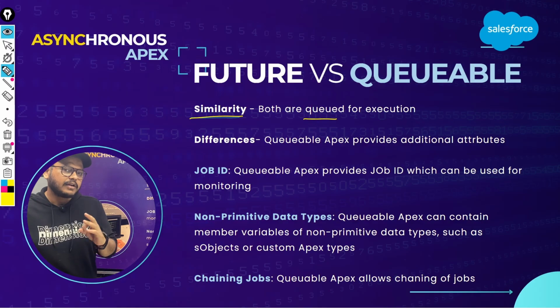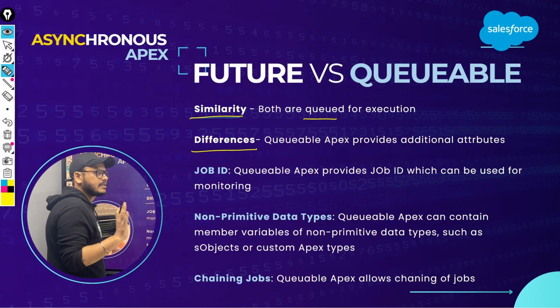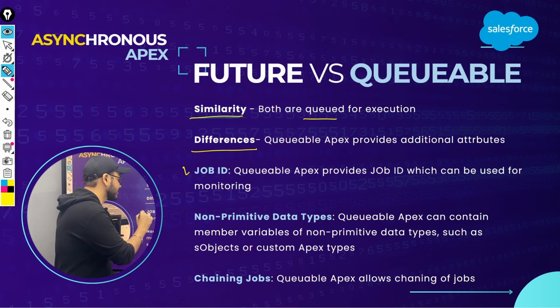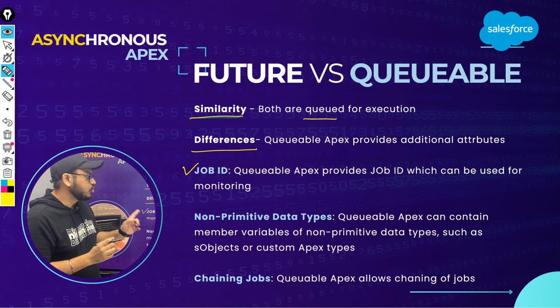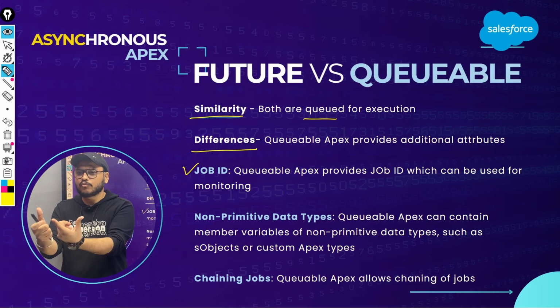Now, coming to the differences. What are the differences? In terms of differences, there are three key differences. The first key difference is the job ID. Queueable Apex provides you with a unique job ID, which can be used for monitoring the progress.